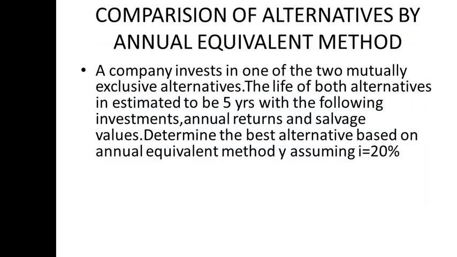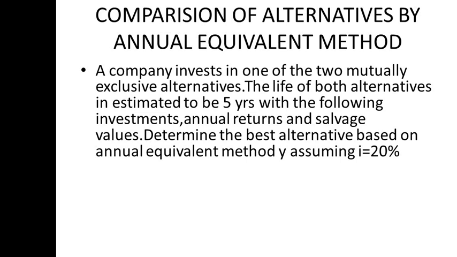Comparison of the alternatives by the annual equivalent method. A company is investing in two mutually exclusive alternatives. The life of both alternatives is estimated to be 5 years. You can think of it like a company going to invest a certain money in some product, some equipment.